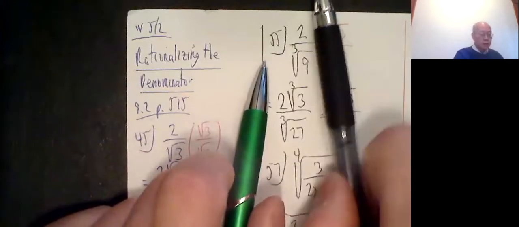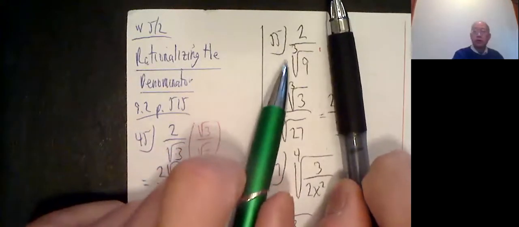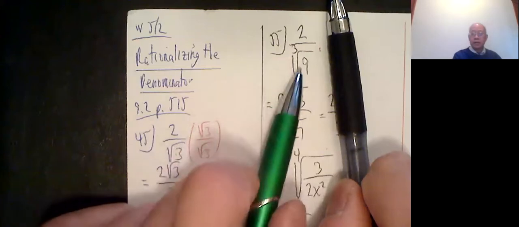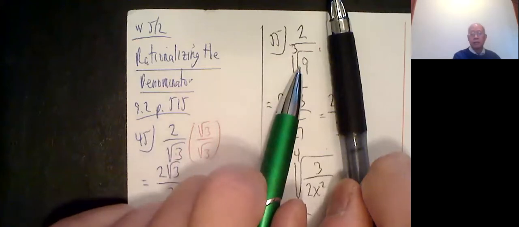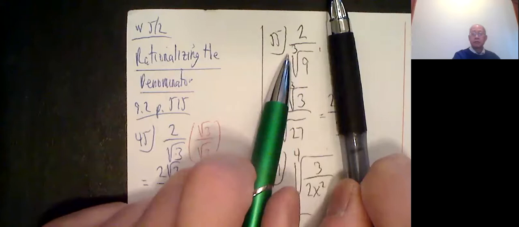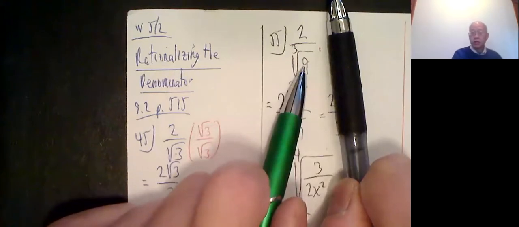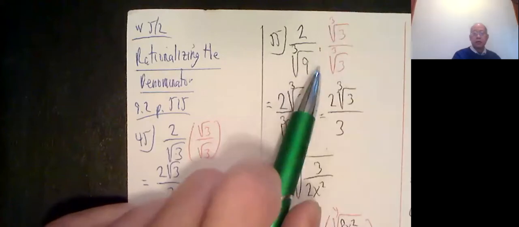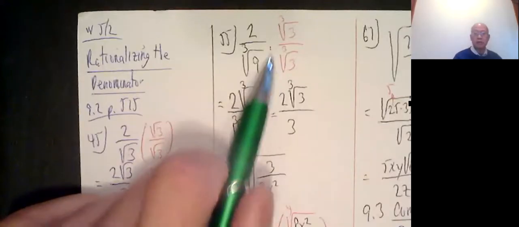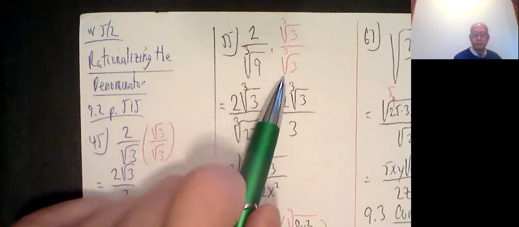Okay. Same kind of game here. 2 over cube root of 9. That's 9. So what number do I want to bump it up to get a nice perfect cube? I want this to be a 27 because I know the cube root of 27 is 3. So that tells me I'm going to multiply by cube root of 3, top and bottom.